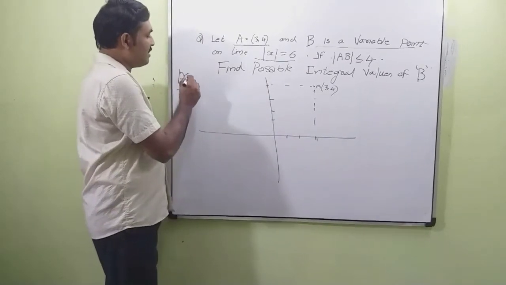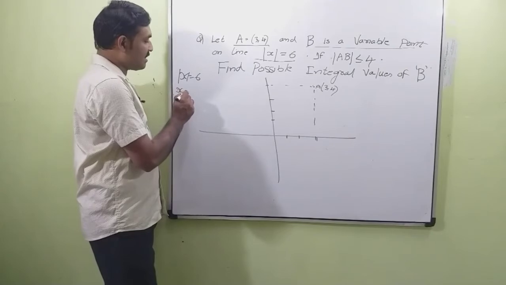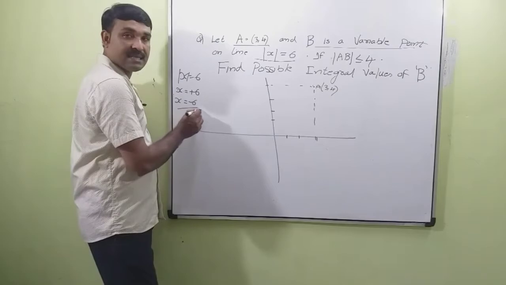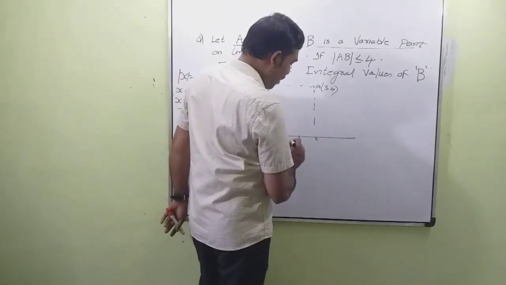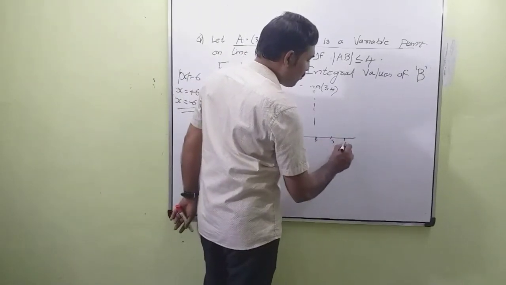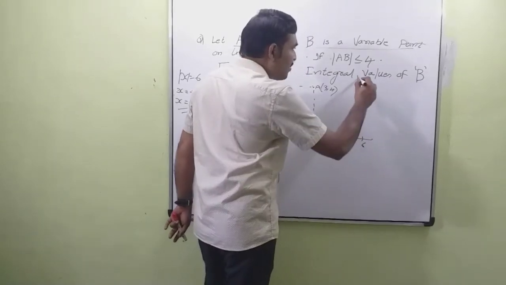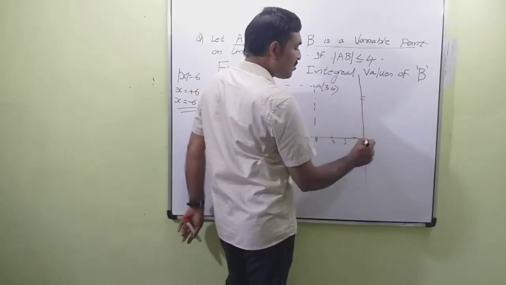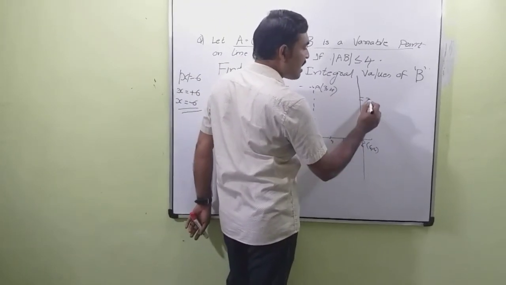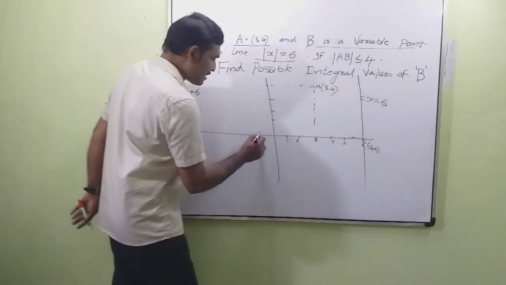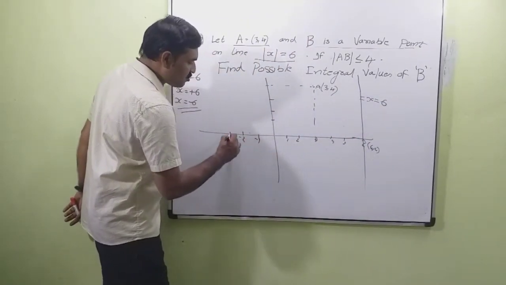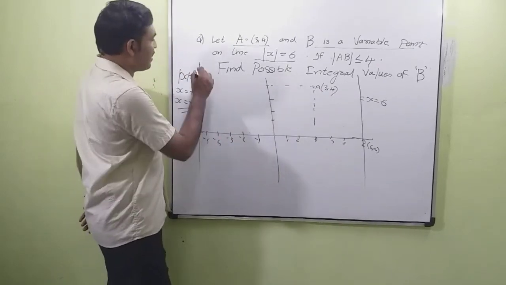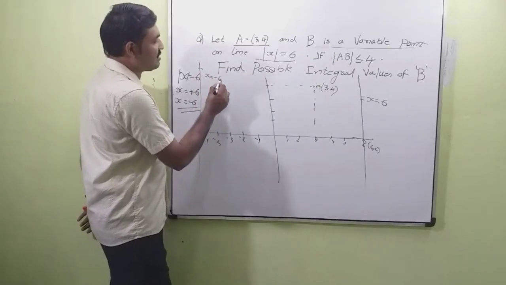Mod x is equal to 6 means either x is equal to plus 6 or x is equal to minus 6. So x is equal to 6 means this is 1, 2, 3, 4, 5, 6. So a line drawn perpendicular to the x-axis at x is equal to 6. This coordinate is (6, 0). So this is the line x is equal to 6. And x is equal to minus 6: this is minus 1, minus 2, minus 3, minus 4, minus 5 and minus 6. So this is the line x is equal to minus 6.